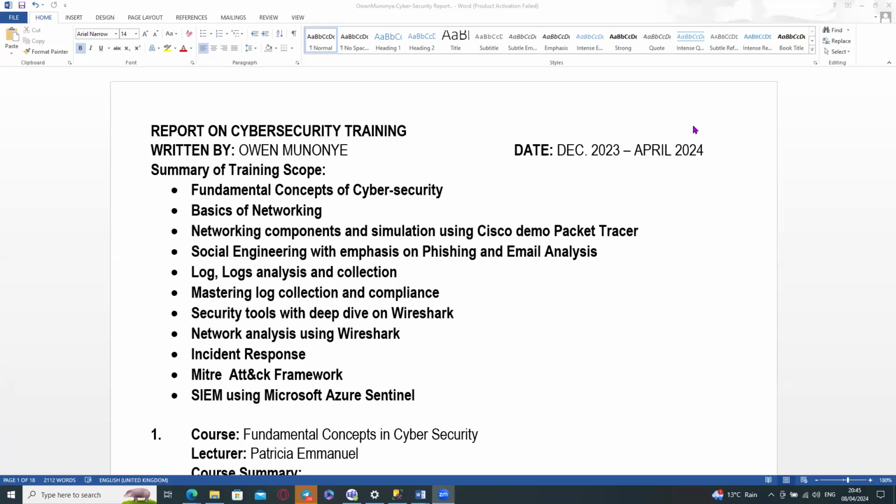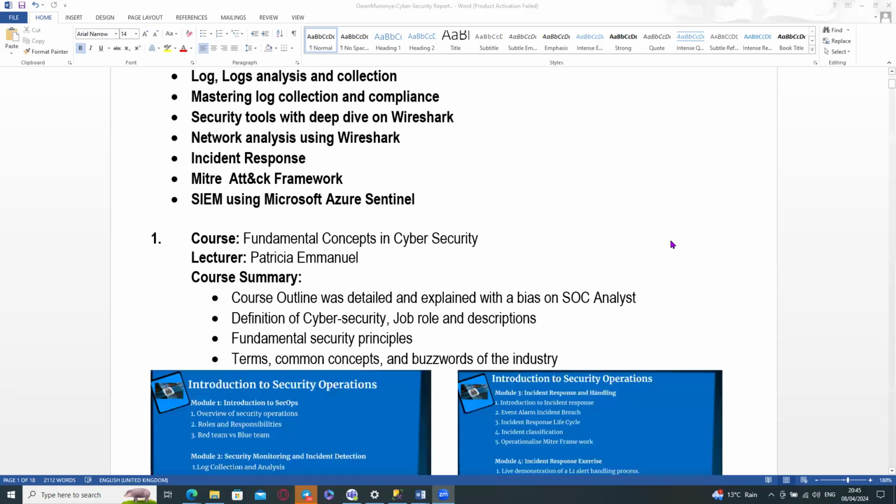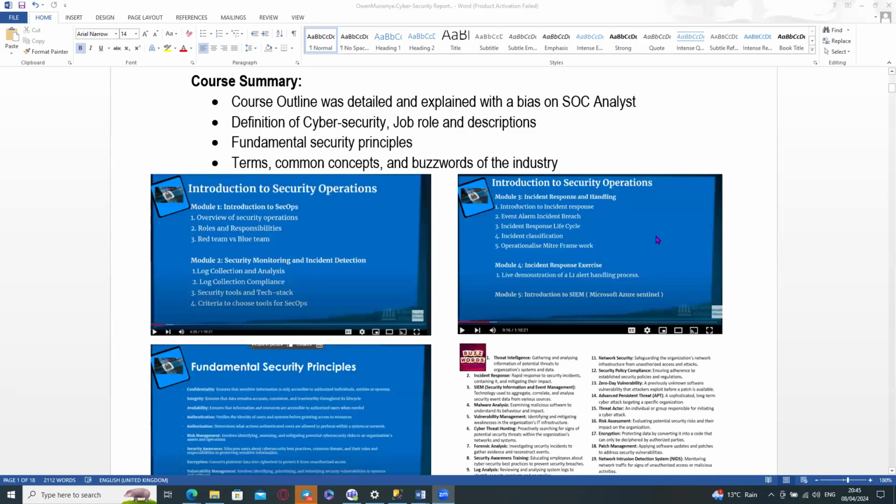So in our cybersecurity training, the summary of what we did was the fundamentals of the concepts of cybersecurity, basics of networking components and simulation using Cisco Packet Tracer, social engineering with emphasis on phishing, log analysis and collection. We also covered security tools, and we did a deep dive on Wireshark network analysis, Wireshark incidents, MITRE ATT&CK, and SIEM. Now I have screenshots of what we did on the course.